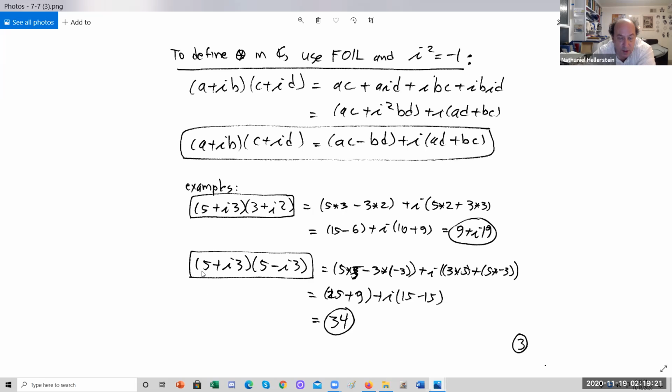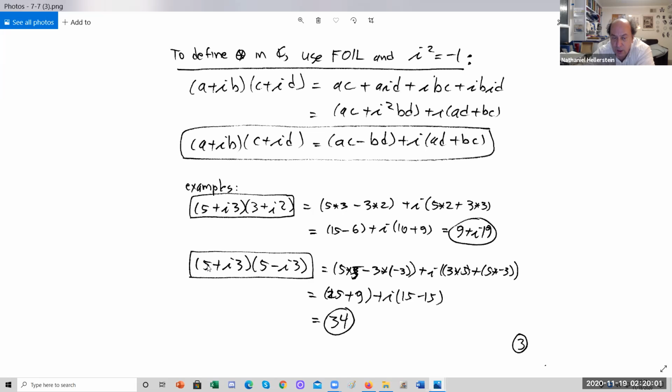And here we have 5 plus i3 times 5 minus i3. This is a sum times a difference, which you may recall is a difference of squares. And if we expand it out, 5 times 5 here, minus i3 times -i3 here, i times 5 times 3, minus i times 5 times 3. All right, so this is 25 plus 9. This is 15 minus 15. The imaginary part cancels, and we're left with a purely real number, 34.